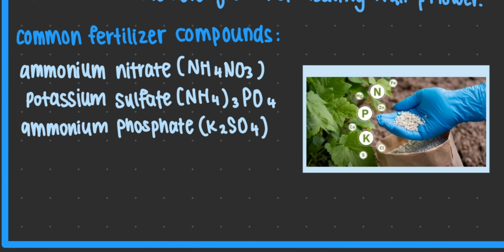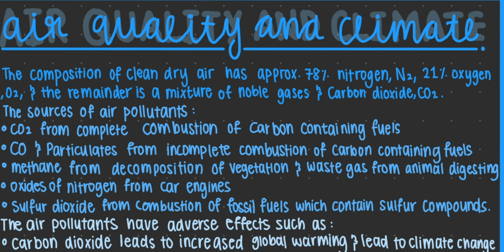improvable for plant growth. Okay, let's take a quick look at air quality and climate change. We obviously know that clean dry air has approximately 78% nitrogen, 21% oxygen, and the remainder is a mixture of noble gases and carbon dioxide. Now, if they ask you whether all the air is made out of elements, that is false. This usually comes up in MCQ questions because carbon dioxide is not an element. It is made up of two elements.